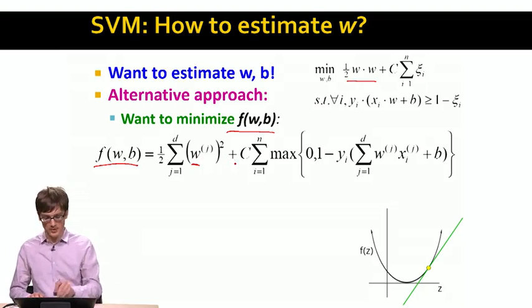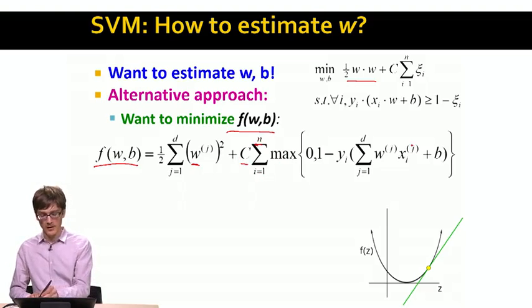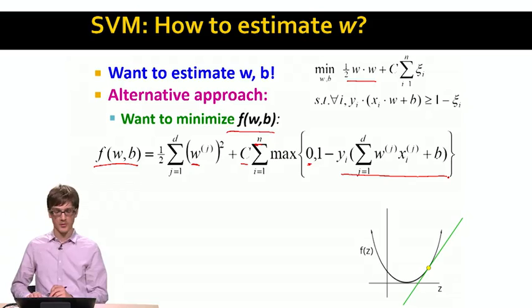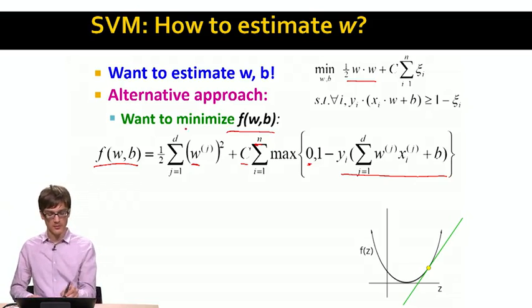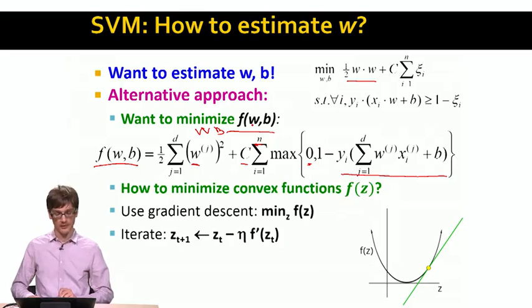And then we have the second part, the empirical loss part, where we add the slack penalty C times the sum over all our training examples, 1 to n, of the slack penalty, which is 0 if we classify correctly, or 1 minus our distance from the boundary. So this is the optimization problem, right? We want to find W and B that minimize our function f.